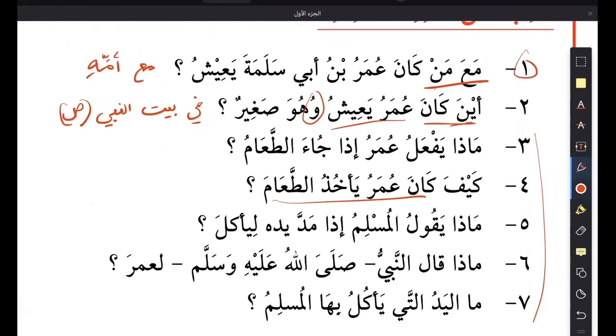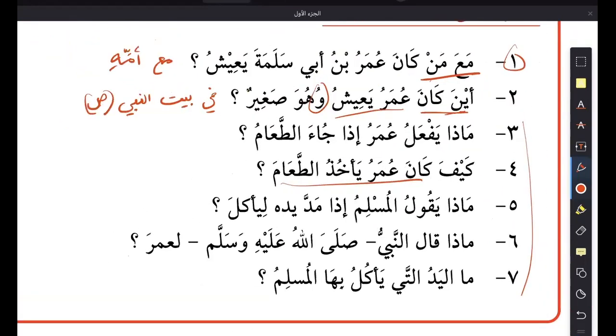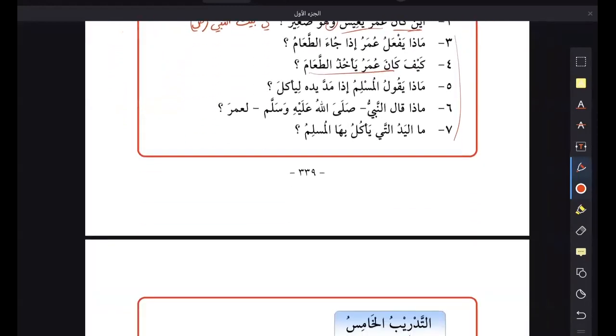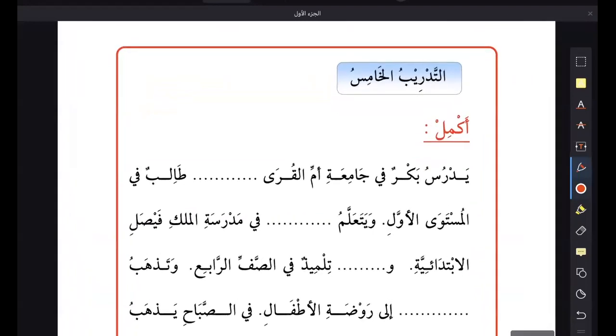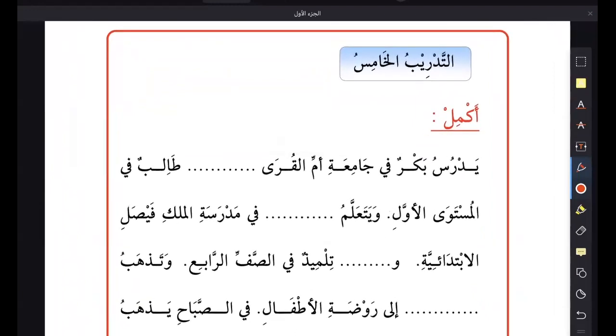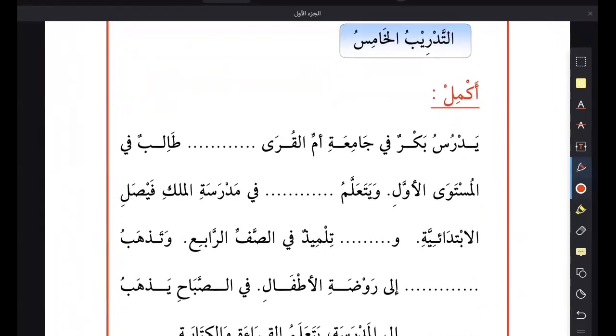So the point is to know that if you did understand the text and you do understand the question, they are not testing you yet on rephrasing, summarizing, or writing in your own words. We're not in that stage yet, right? So I'll leave the rest to you, inshallah. And then we have Atadrib al-Khamis, the fifth exercise. It says أكمل: يدرس بكر في جامعة أم القرى طالب في مستوى الأول ويتعلم في مدرسة الملك فيصل.